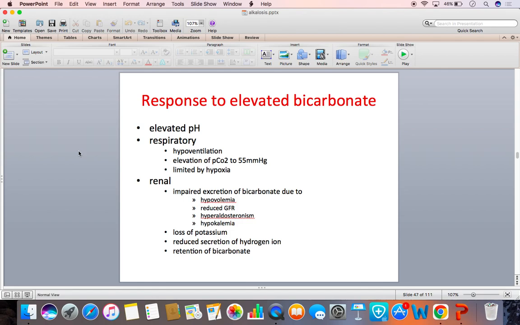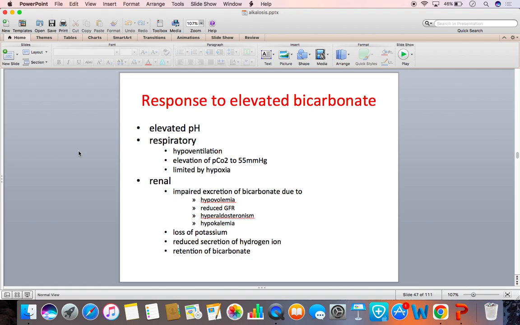How does the kidney respond? It responds in terms of impaired excretion of bicarbonate due to hypovolemia, reduced GFR, hyperaldosteronism, and hypokalemia. This is more important. Hypokalemia is the dangerous consequence of metabolic alkalosis.